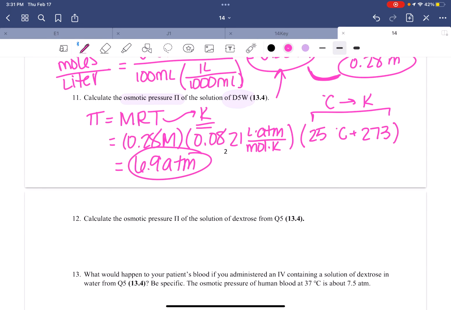And the way we get atmospheres is this molarity here, remember, is moles per liter. And so that cancels out the liters on top and the moles on bottom from the ideal gas constant. And then the temperature here is in Kelvin, so that's going to cross out with the Kelvin in the ideal gas constant, and we get just units of atmosphere.